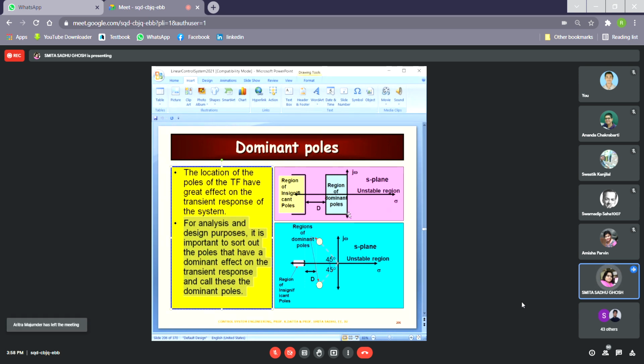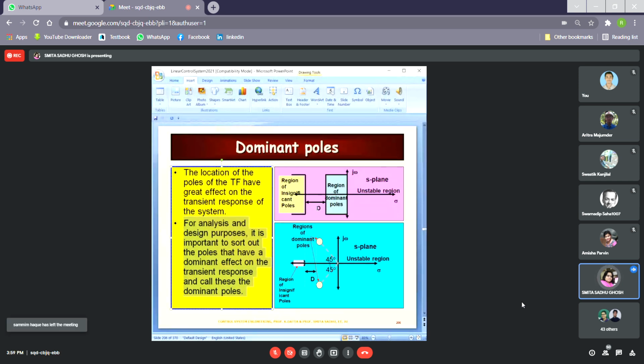Now, so far we've already seen that poles which are closer to the imaginary axis are going to have a response that persists for a larger period, meaning that the effect on the response will be much larger or more significant compared to poles which are far apart. So here there is a segregation of the two regions. One region is denoted as the region of dominant poles, the other is the region of insignificant poles, and you can see there's a distance which has been marked as d over here.